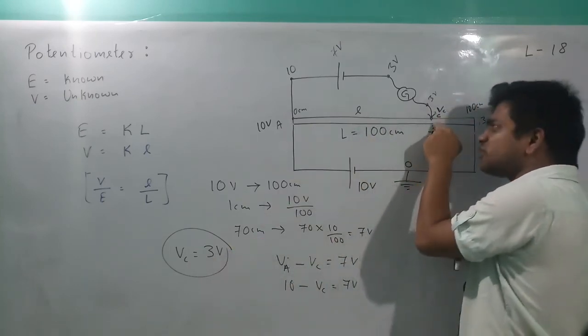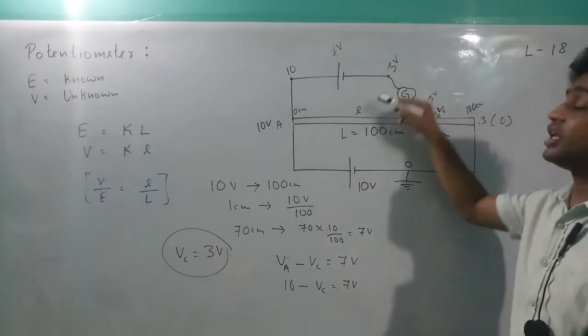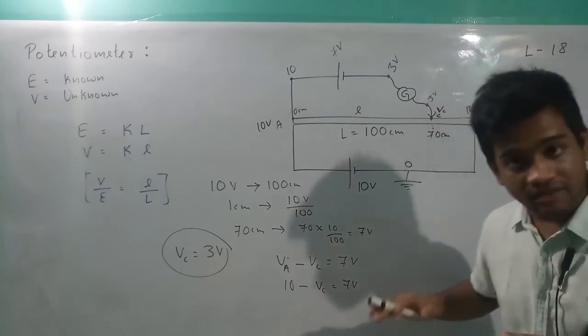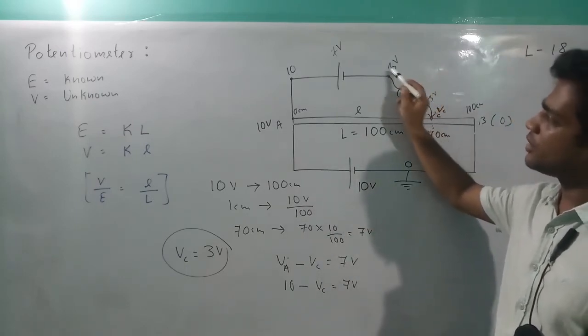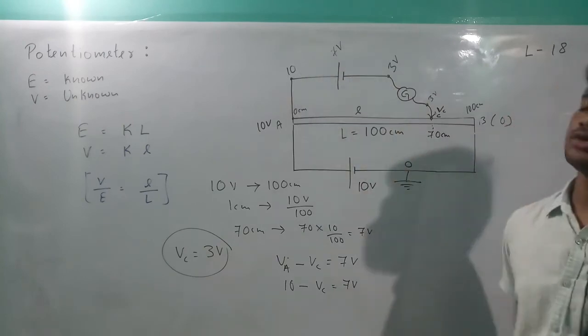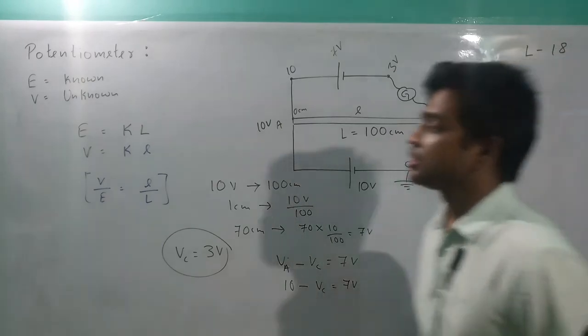So the potential of this point is 3 volt. If this is 3 volt, this has to be 3 volt. Why? The galvanometer is showing no deflection, so no current is passing through this part. And since no current is passing through this part, the potential difference is 10 minus 3 equal to 7 volts. So we've easily calculated the potential difference of this battery.